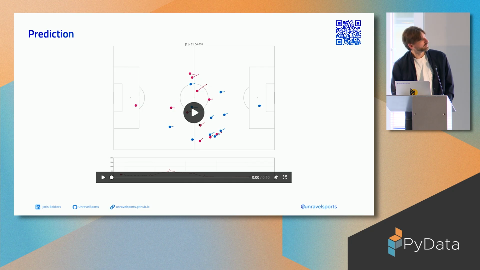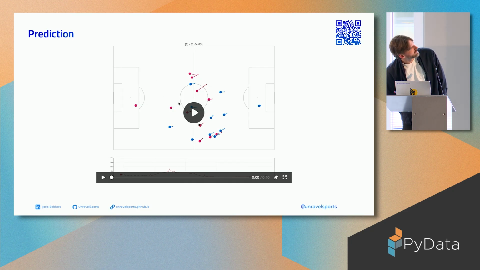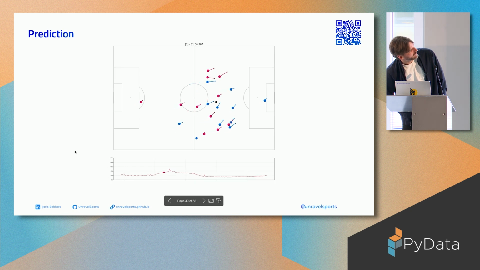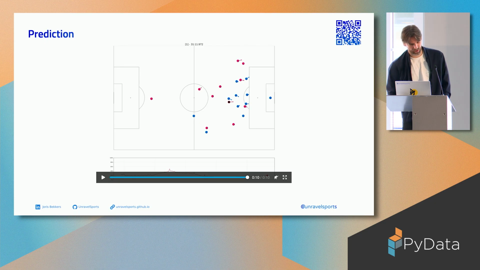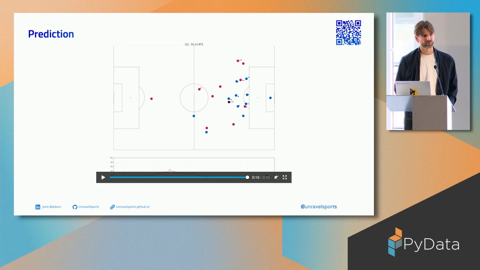And this is kind of what we get then. At the bottom, you see the probabilities of scoring. It's kind of jittery. I think that's because of downsampling. So this is the type of stuff you get. You can do this for a whole game. I didn't want to show this for 90 minutes.